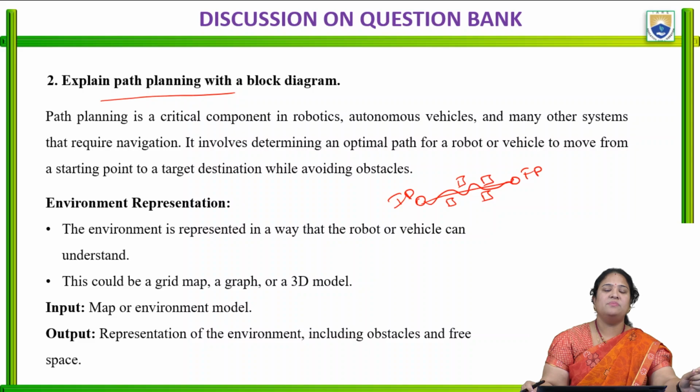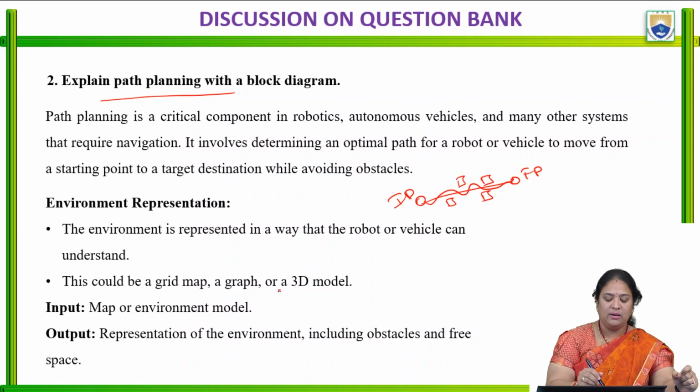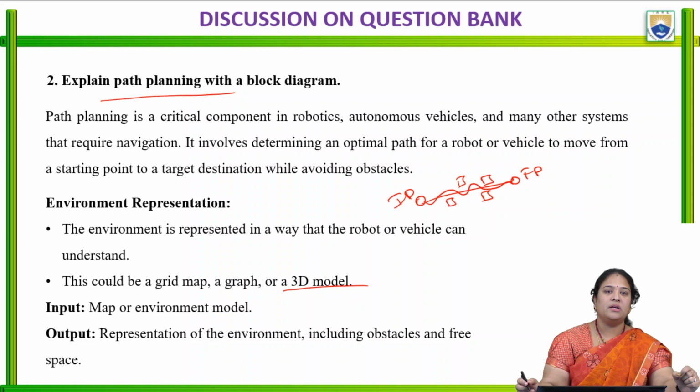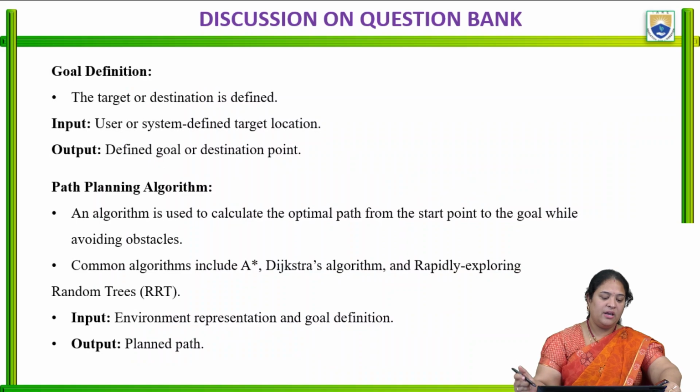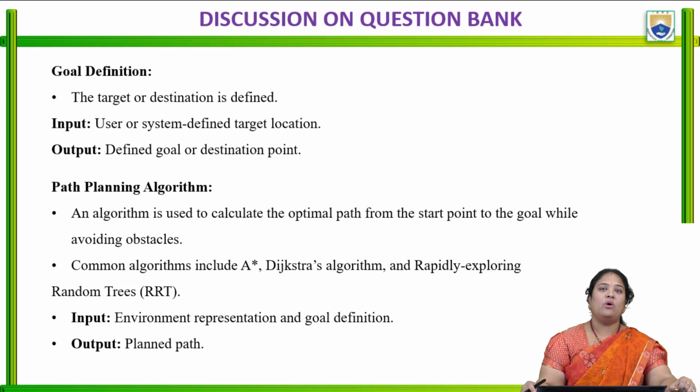So generally it is based upon the environmental representation. That is, the environment is represented in a way that the robot or vehicle can understand. This could be a grid map, or a graph, or based on a 3D model. So what is the input which we consider here for the environmental representation? That is a map or an environmental model. And the output will be the representation of the environment, including the obstacles and the free spaces. Right?